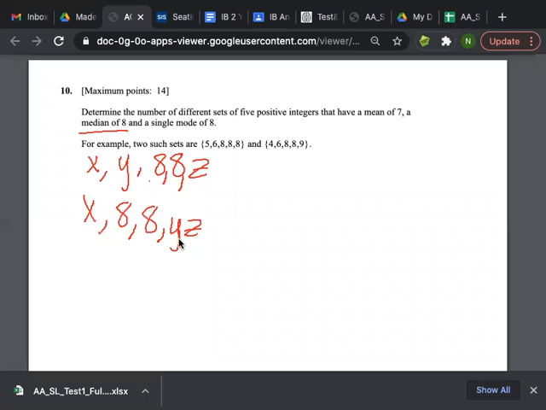In both of these cases, I also know that my mean is 7, meaning that X plus Y plus Z plus 16 would have to be 35. So that also means that X plus Y plus Z in these cases would be equal to 19. 35 minus 16.